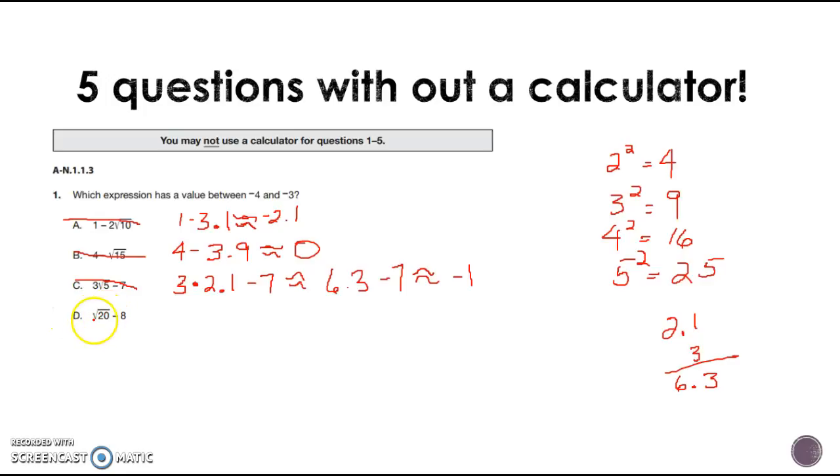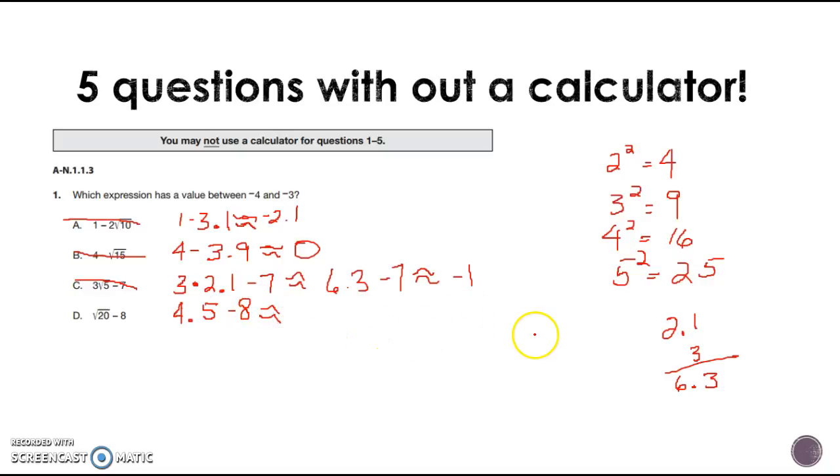Square root of 20. Well, that's right between 4 and 5, right? Square root of 20 is almost halfway between 16 and 25. So I'm going to say the square root of 20 is around 4.5. All right, this is all around, and we're going to subtract 8.